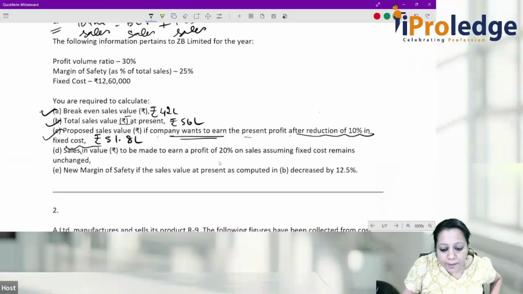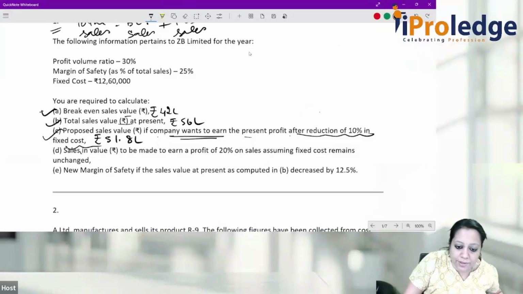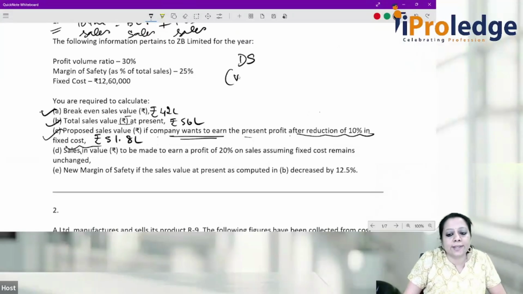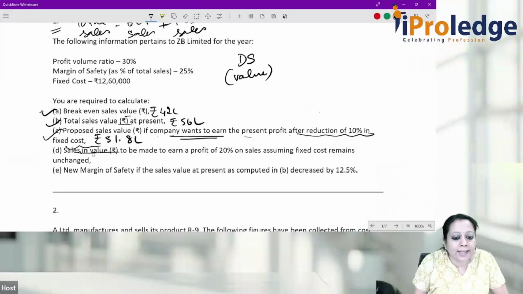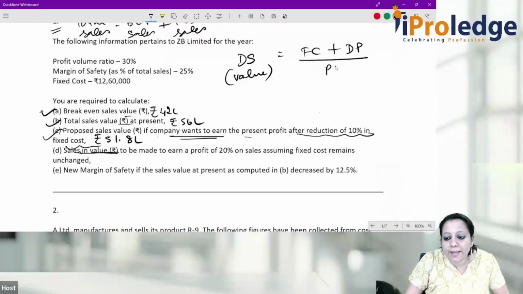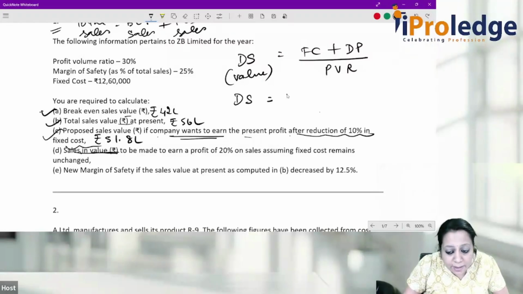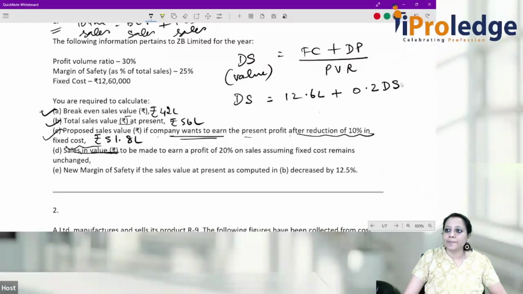Sales in value to be earning 20% profit on sales, assuming fixed cost remains unchanged. All right, students. Again, this is also desired sales, no? Because they want the sales in value. Desired sales is equal to what? Fixed cost plus desired profit divided by PVR. So desired sales is equal to fixed cost, which is remaining the same, unchanged. So 12.6 lakhs plus 0.2 DS.